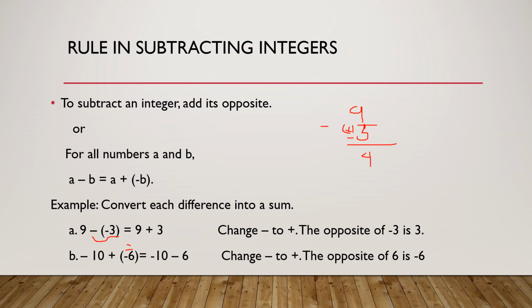Okay, letter B example here. Negative 10 plus negative 6. So, positive times negative, that will become negative 6. So, that's why, pag kinumbine mo itong dalawang to, ang sagot niya, negative 16.